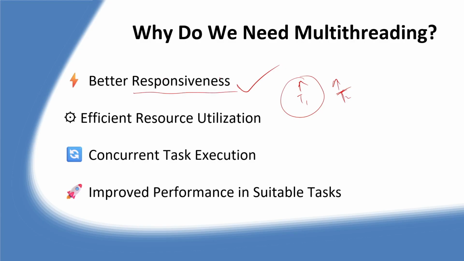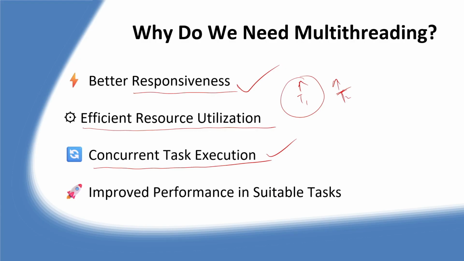The second thing is it can help utilize system resources more efficiently. So, efficient resource utilization. Resources can be memory, database. Modern computers have multiple CPU cores, and properly designed multi-threaded applications can take advantage of them. And third, it allows the application to handle multiple independent tasks concurrently. That is concurrent task execution.